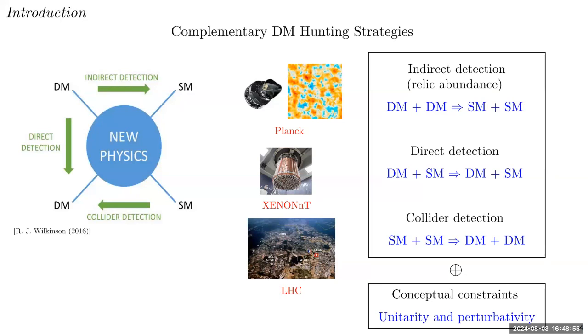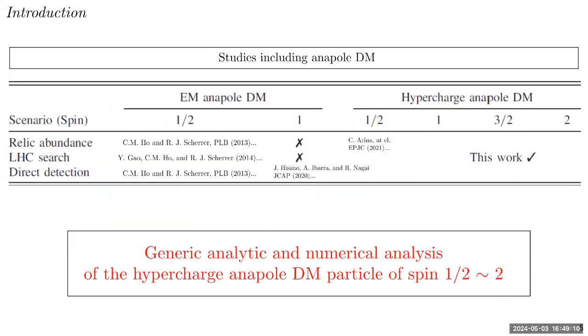And to state the conclusion first, we found that the spin larger than 2 scenario is almost fully excluded. This is the main result of our work.